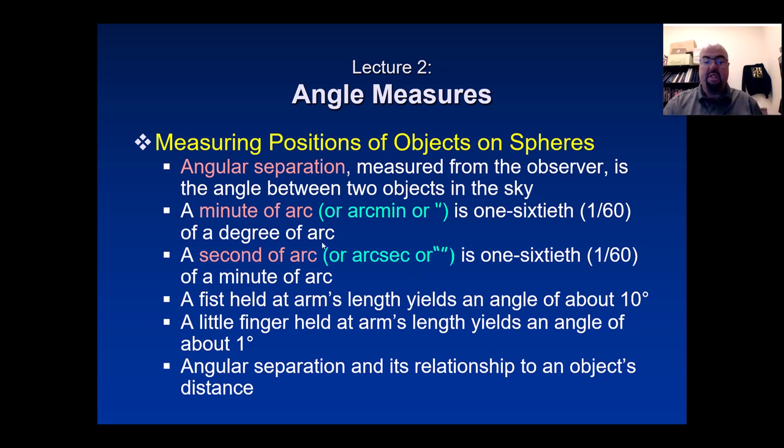So 1 degree is 60 arc minutes, 1 minute is 60 arc seconds, and yes, this is where the time comes from. They actually borrowed this from the Sumerians, from the angular measurements, I apologize. And this is what we use to measure angles in the sky.